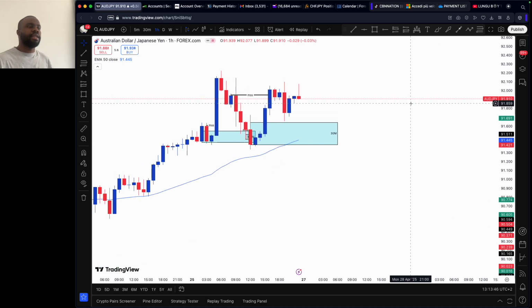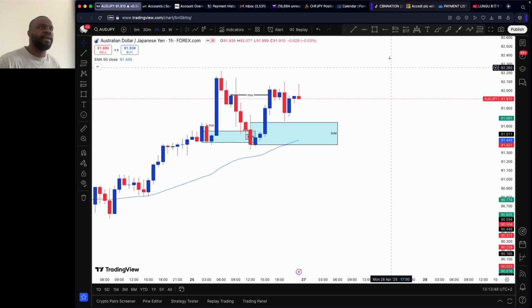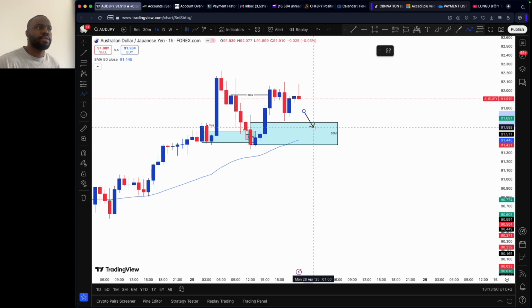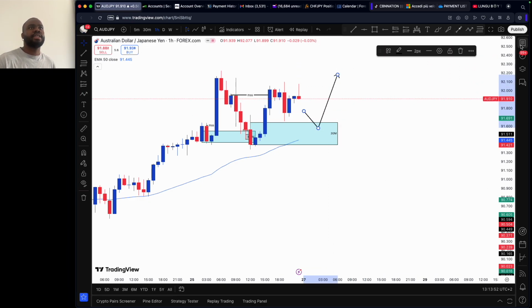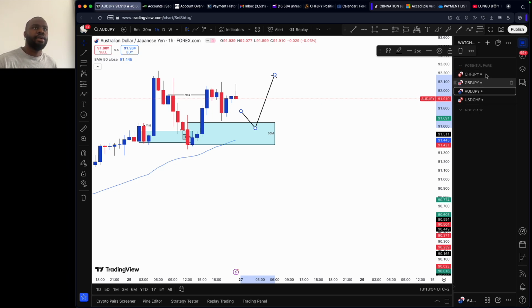Then again, what pair do I have? AUDJPY also is going to be a buy, because as you can see, I have mostly JPY pairs here. On the other pairs I am not actually seeing a clean movement to work with, but on the JPY pairs they are very clean at the moment. So that's how I'm working with JPY pairs at the moment.